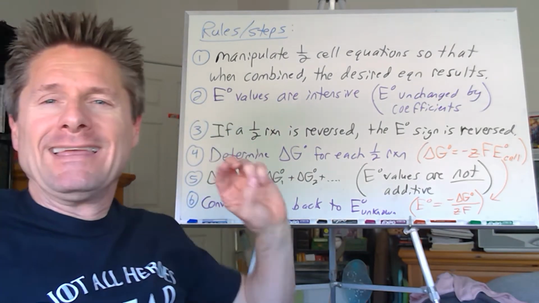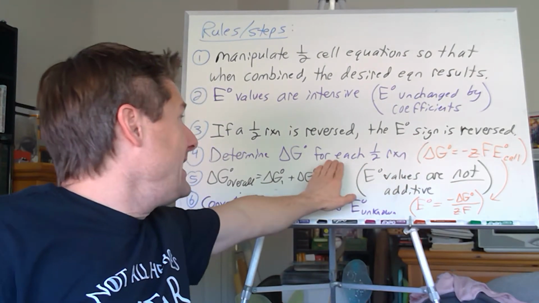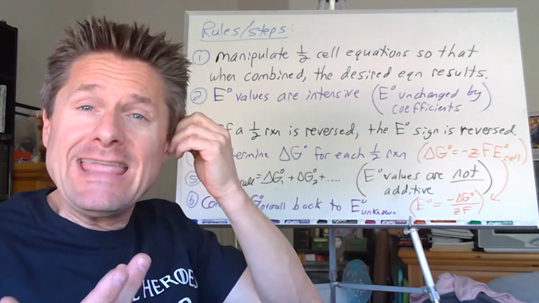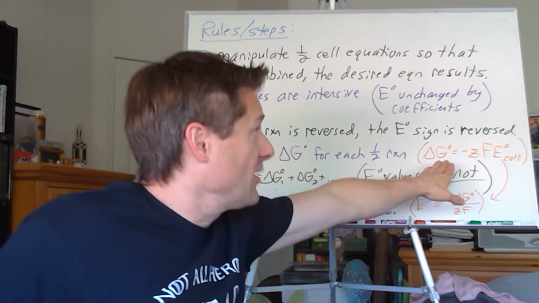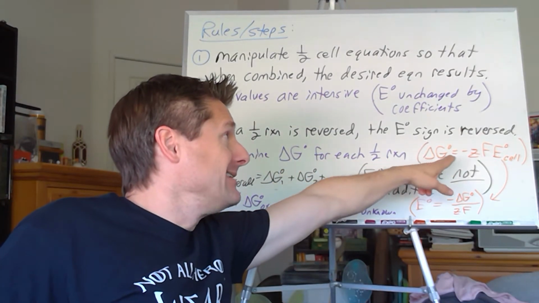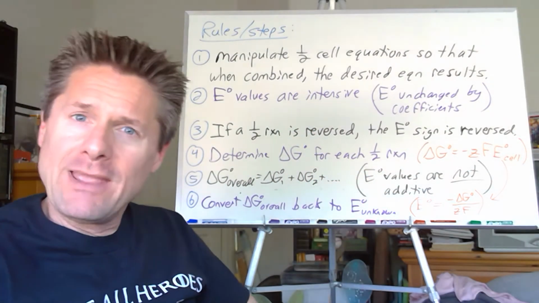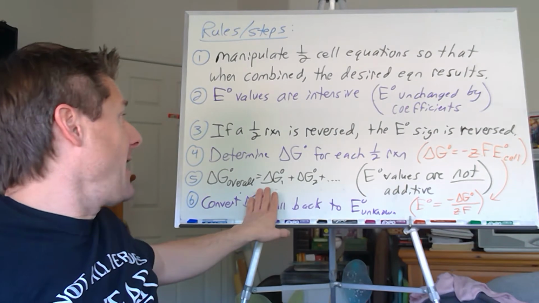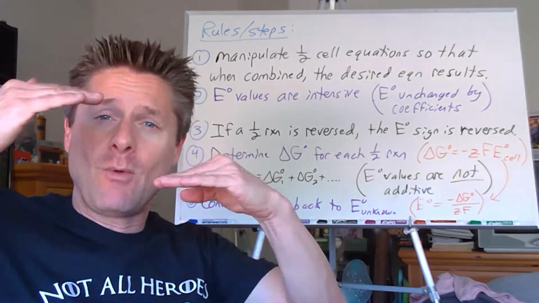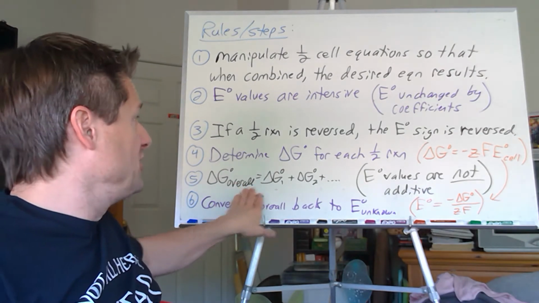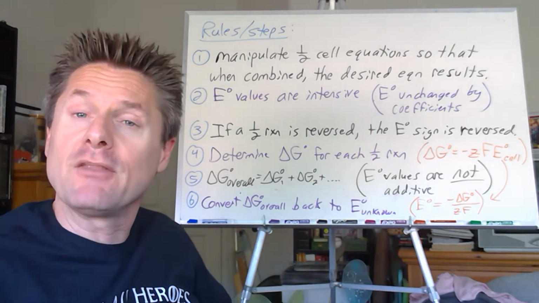Number 4, this is where this is a pain. We're given the E naught values. We have to convert those to delta G values using this equation we got, where delta G naught is negative the electron number times Faraday's constant times the E cell. Why do we have to do that? Because of this next step. Thermodynamic values are additive. So if I add 3 equations together, the overall delta G is just delta G1 plus delta G2 plus delta G3 after you manipulated those.